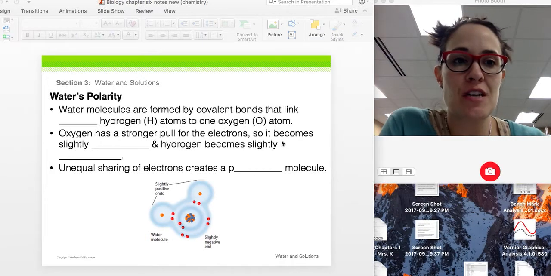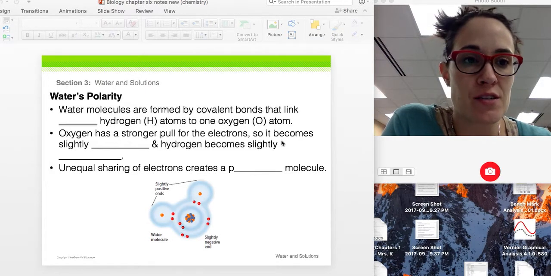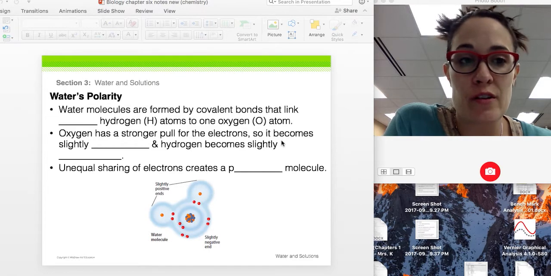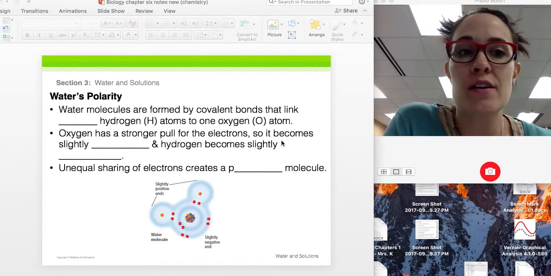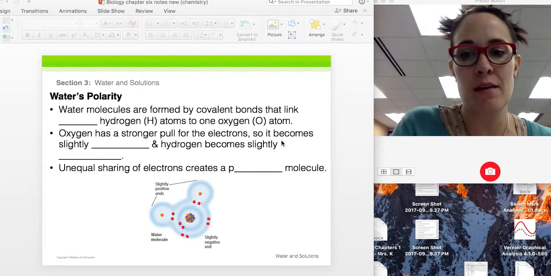So this is biology chapter 6, sections 3 and 4. Section 3 is about water and the cool things that water can do because of its chemical properties. So water is a polar molecule, and what does that mean?